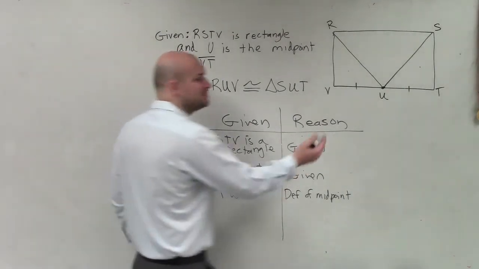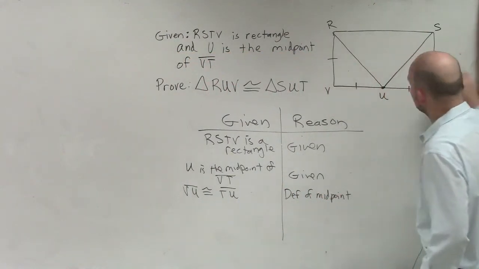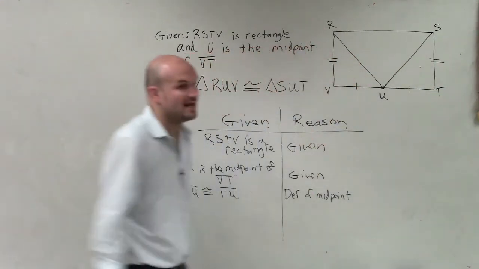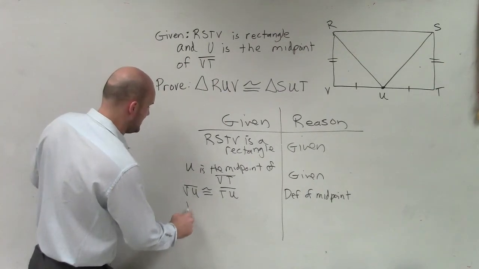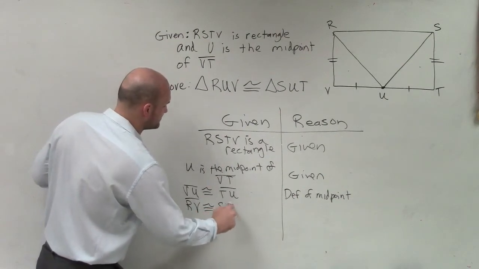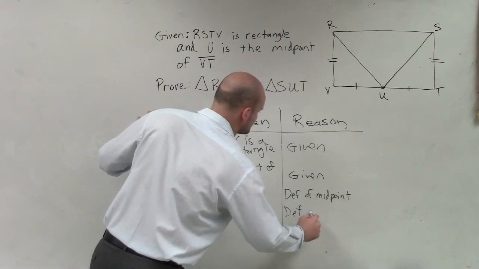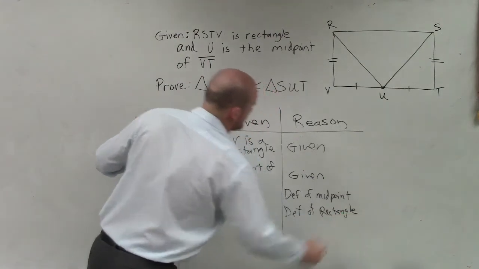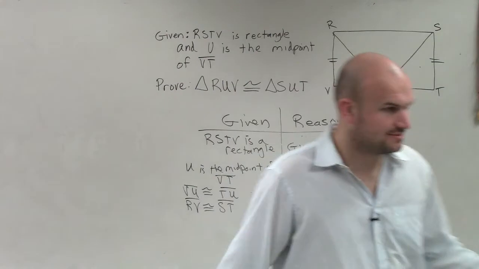Now, as I mentioned, one of the things that I knew was that those two opposite sides are equal, right? We know that opposite sides of a rectangle are equal in measurement. So now I can say that RV is congruent to ST. Why are those congruent? Because that's the definition of a rectangle. All right. So now I have two sides.